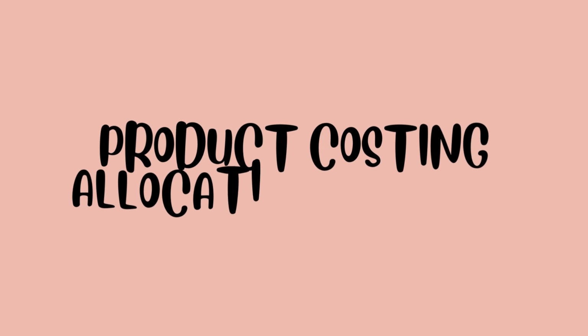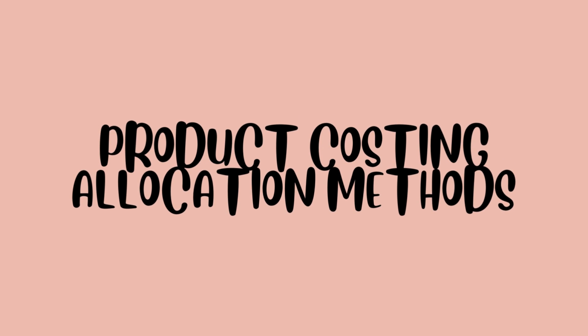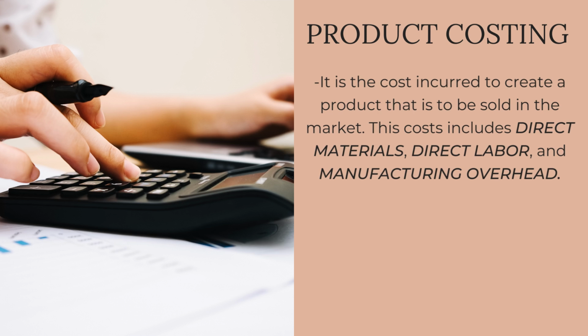Good morning, everyone. Today, we will tackle product costing allocation methods. When we say product costing, it is the cost incurred for a manufacturing company to produce a product that is intended to be sold in the market. This cost includes direct materials, direct labor, and manufacturing overhead.